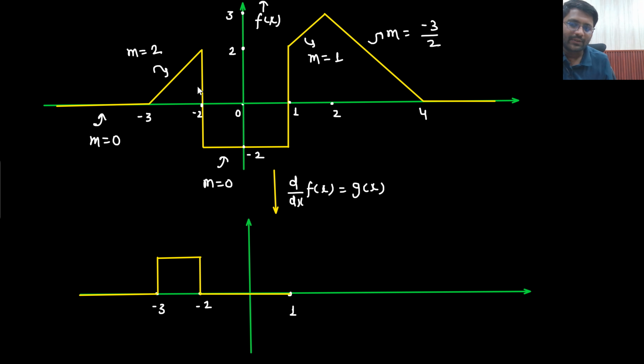Sir, there is a drop as well, no? There is a drop in the graph. The value is going from 2 to minus 2. So, there is a drop of 4. So, what will be the slope at x equals minus 2?